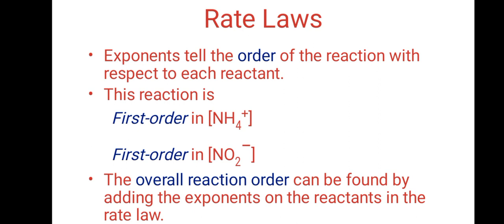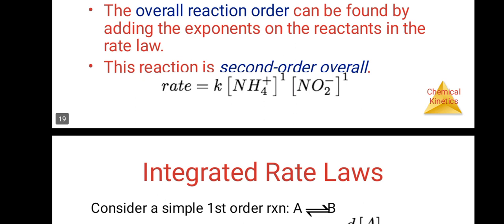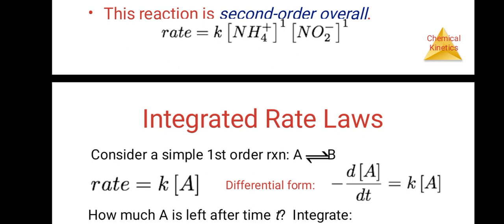And of course, at the end of it all, you'll be asked to find the overall reaction order. And the overall reaction order is simply the summation of all the exponents. So as you are able to see, this reaction is a second order overall. Okay, it's first order for both, but overall it's second order. And why do we say overall it's second order? It is because if you add the exponents, that is 1 plus 1, it's going to give you 2.